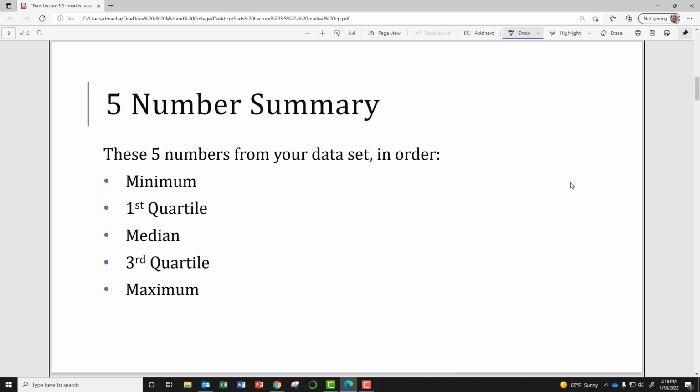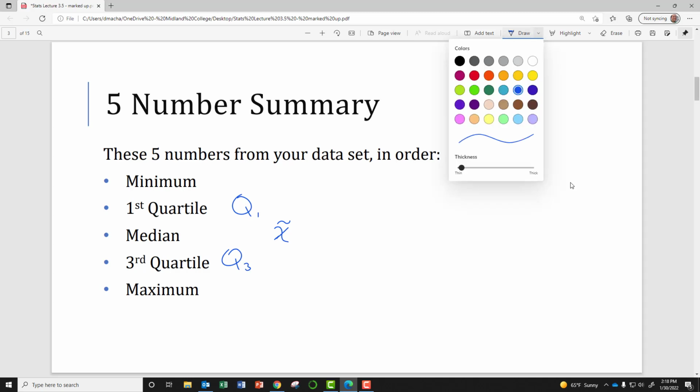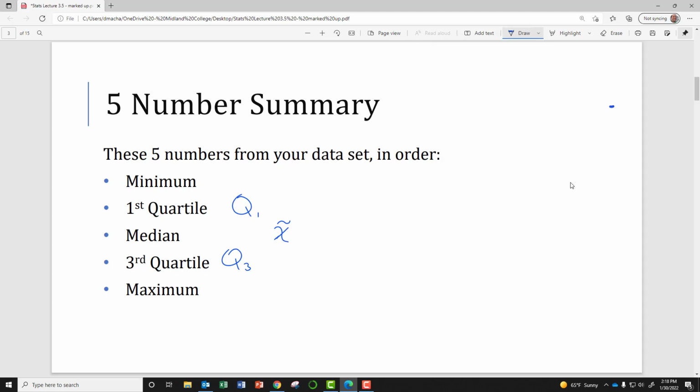The 5-number summary is these 5 numbers that you can get from your data set. In order, we're talking about the minimum, the first quartile, the median, the third quartile, and the maximum. Remember, for the first quartile we might use Q with subscript 1 to represent that. The median we use X tilde to represent. And for the third quartile we use capital Q with a subscript 3.